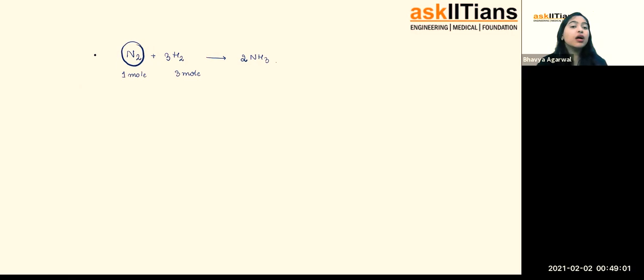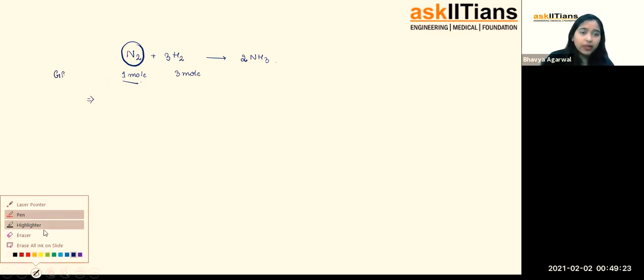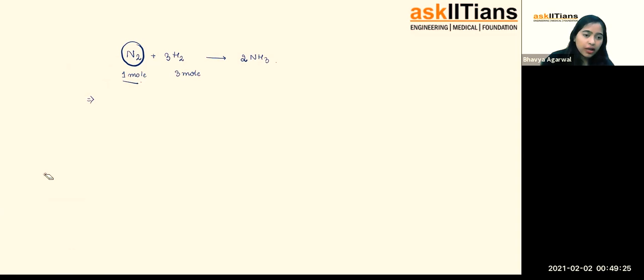If I'm given 1 mole of nitrogen and 3 moles of hydrogen, then I can say that nitrogen is the limiting reagent because it is lesser. But suppose I'm given some different quantities. This is the given, and this is the actual requirement.